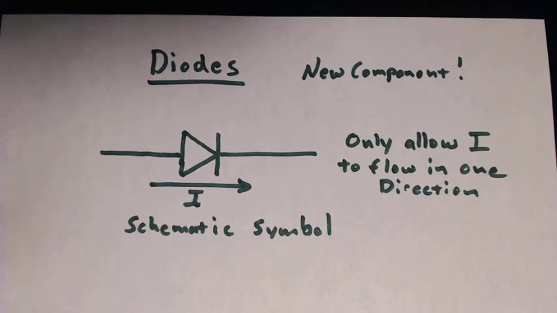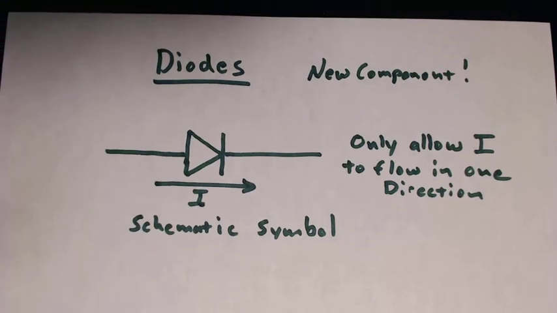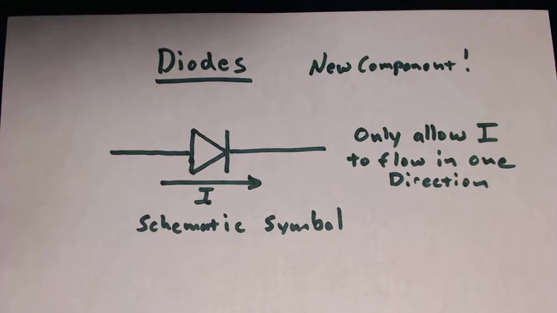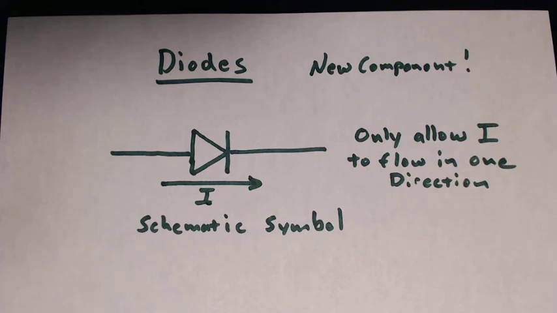All right, so today we're going to go ahead and cover a new component. We've been using resistors and doing our network analysis techniques and all of that. Time to get into some new components. There's a lot more out there in electronics than just resistors. So we're going to actually start with a diode.